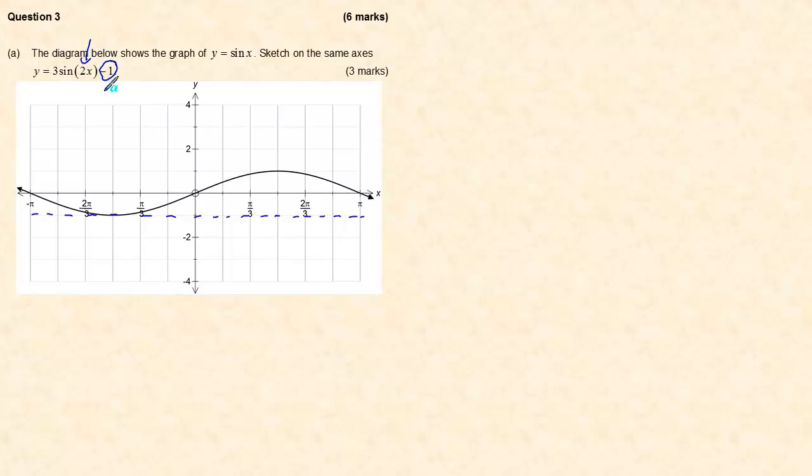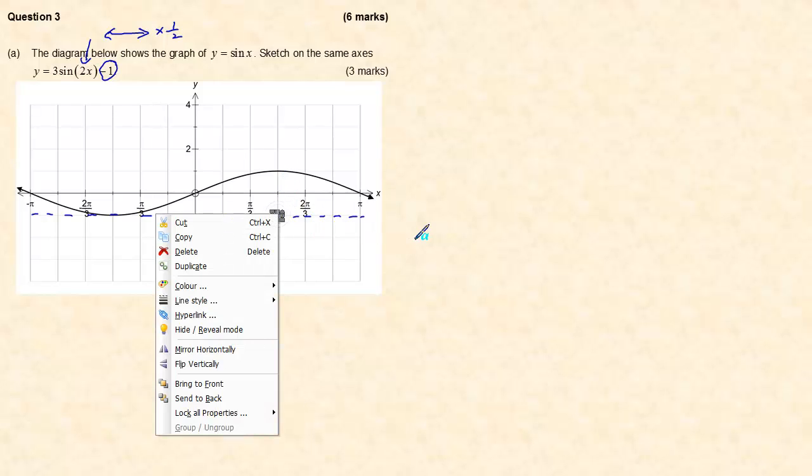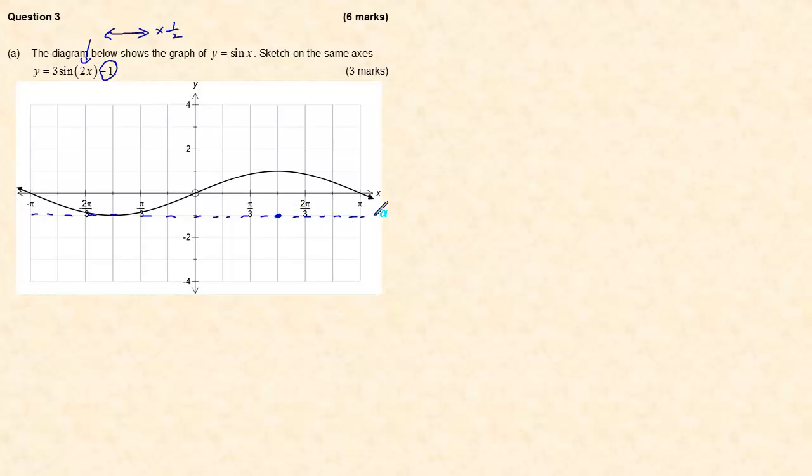Looking inside here, we can see there's no horizontal translation, but there is a horizontal dilation, scale factor 1/2. So the period is going to be halved. That means we're going to have a 0 here and a 0 here, a 0 here, a 0 here, and a 0 just here.